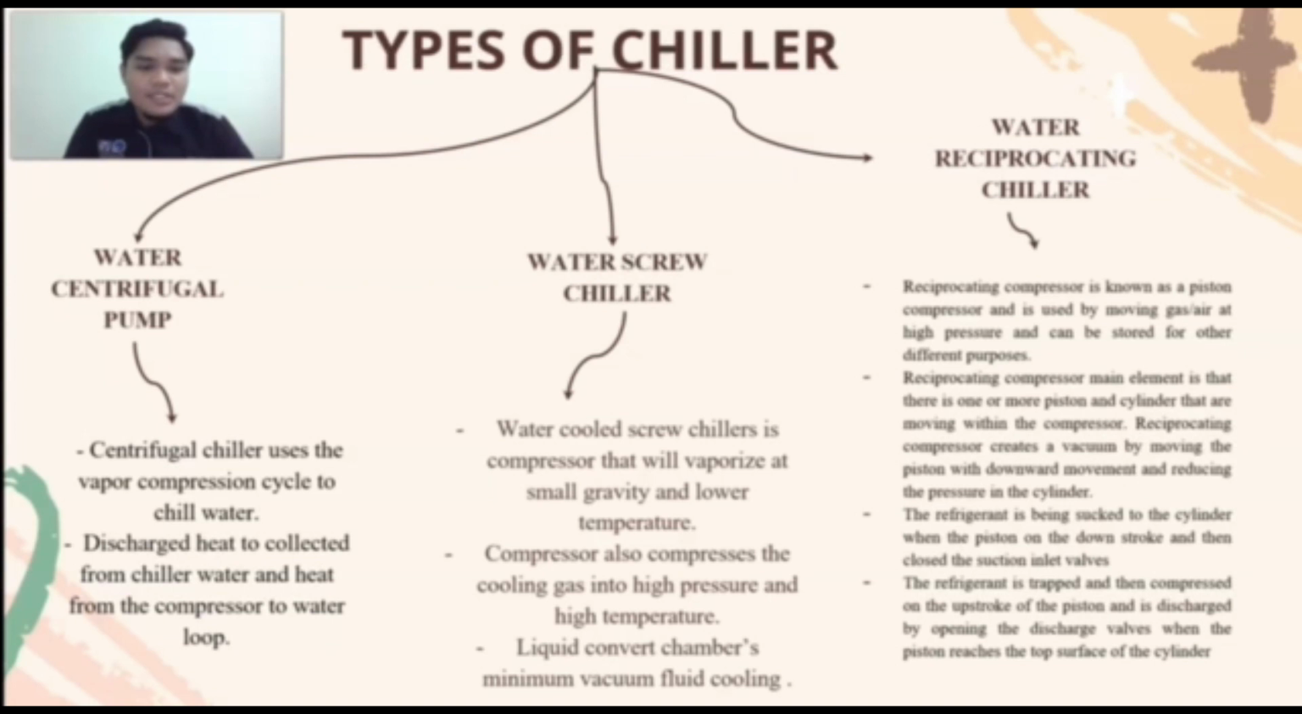The refrigerant is being sucked into the cylinder when the piston is on the downstroke and then closes the suction inlet valve. The refrigerant is trapped and then compressed on the upstroke of the piston and is discharged by opening the discharge valve when the piston reaches the top surface of the cylinder.